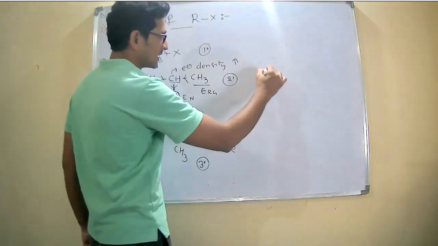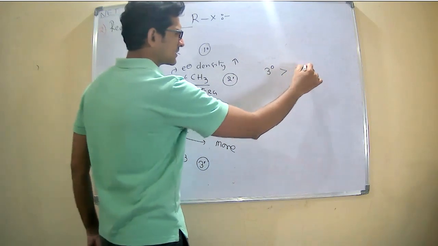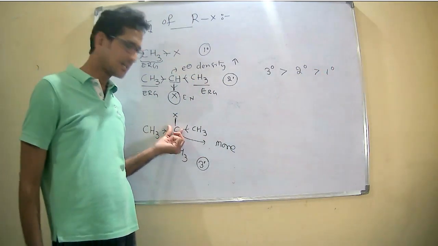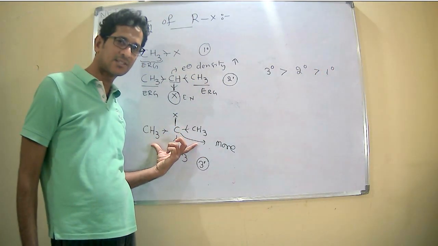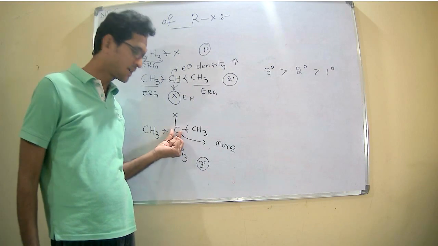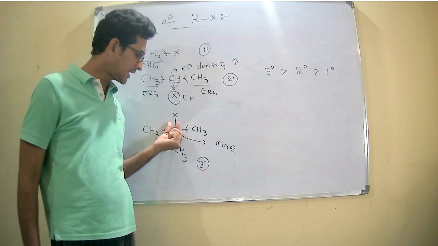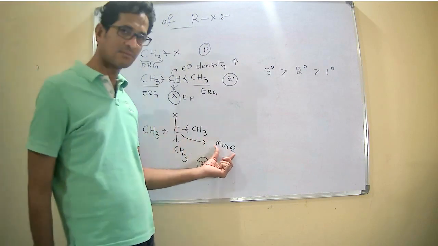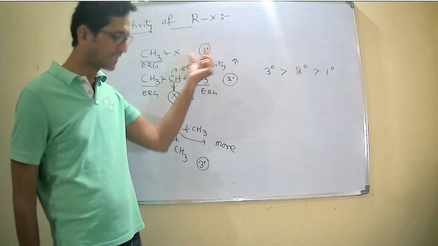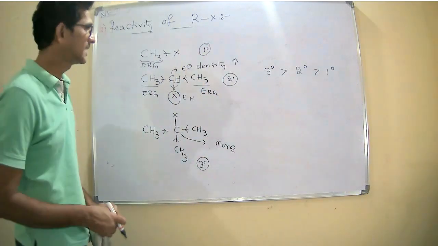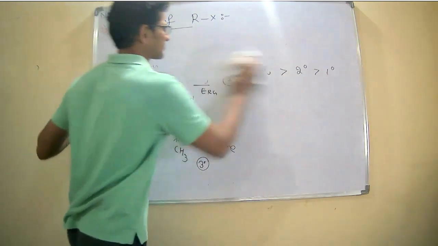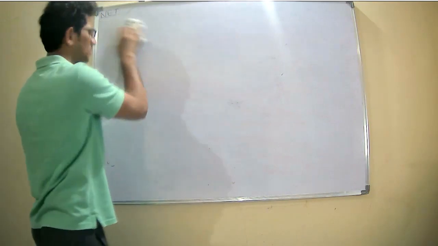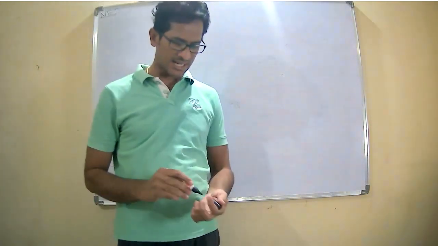Therefore, here the tertiary alkyl halides are more reactive than the secondary alkyl halides, and finally primary alkyl halides. The reason is that the tertiary alkyl halides contain 3 electron releasing groups. The electron density at the carbon center increases and leads to a permanent dipole. Therefore, it is more reactive, followed by the secondary and primary. Right? So this is about the reactivity of alkyl halides.